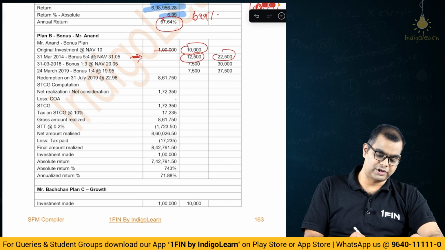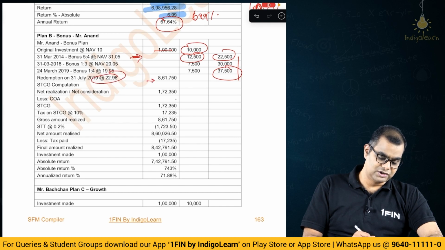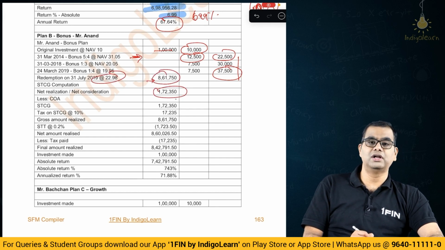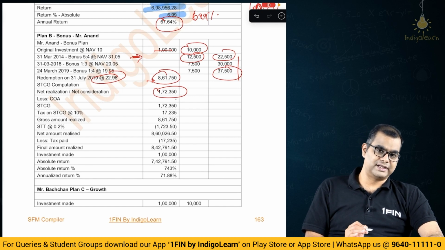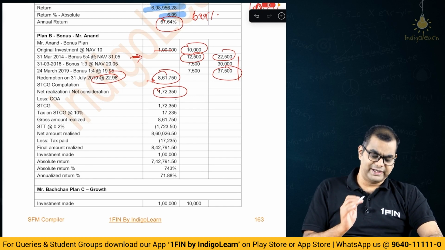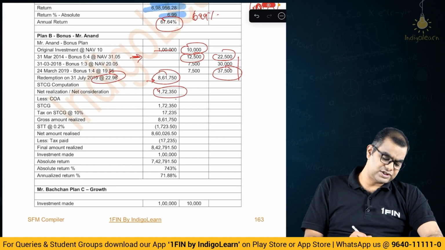So, your total unit count increases to 22,500. Like that, you do all of this, you get a unit count of 37,500. That 37,500 at closing NAV of 22.9 is 8,61,000. So, 8,61,000 is your total value at which you have redeemed all the units. Now, what is the net realization or net consideration?